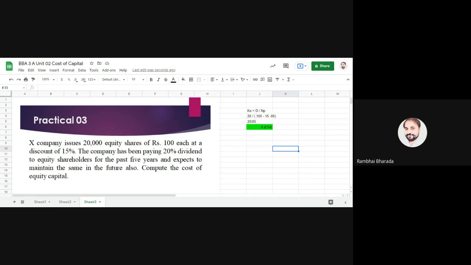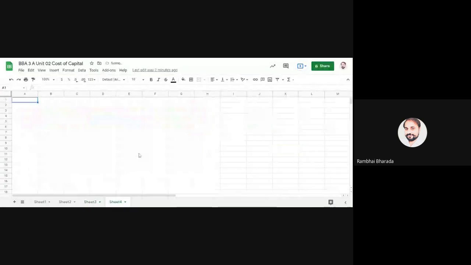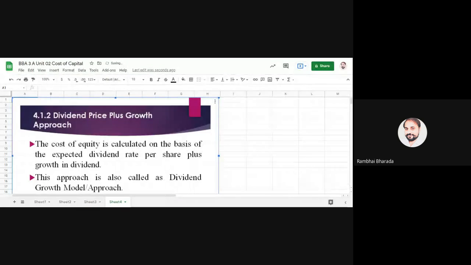Okay. So now we are updating from 3G to 4G. Now we are moving to the next method, and the next method is an updated version of this one. This is only a 3G network, or suppose it is only a 4G network. Now we are moving to a 5G network. So write down the next title, and the next title is dividend price plus growth approach.